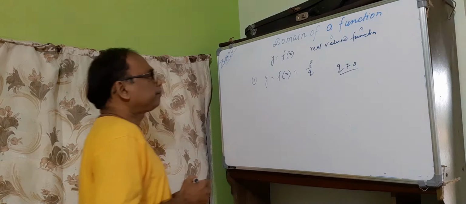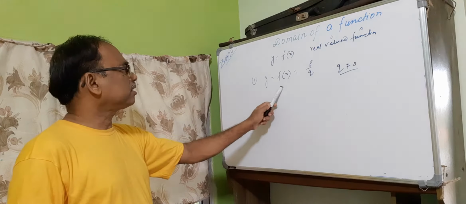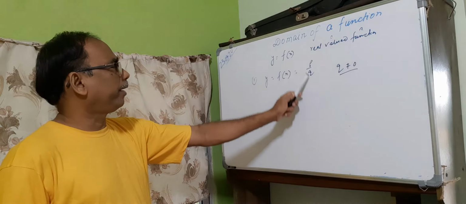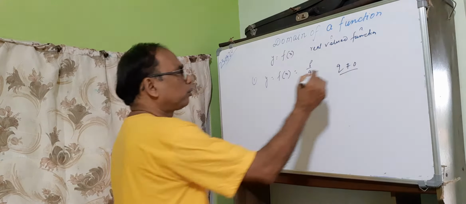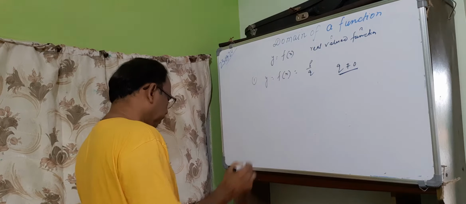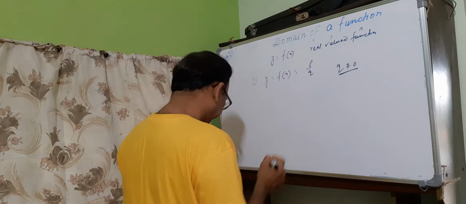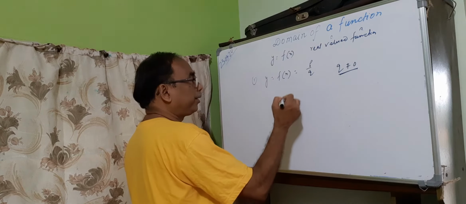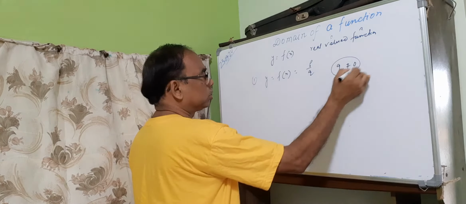So number 1, if you have a fraction, y equals f(x) equals p by q, then we have to write q should be not equal to 0. In that case, how could you find domain? This should be not equal to 0.